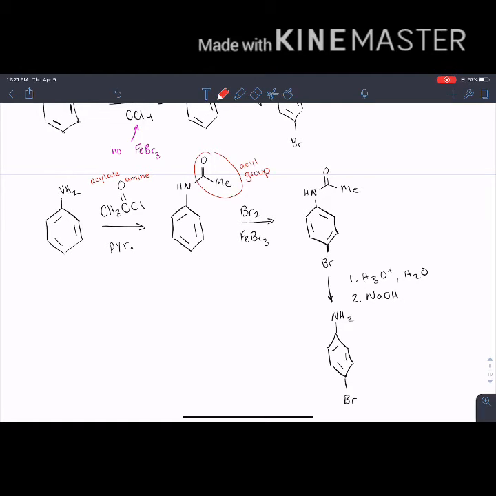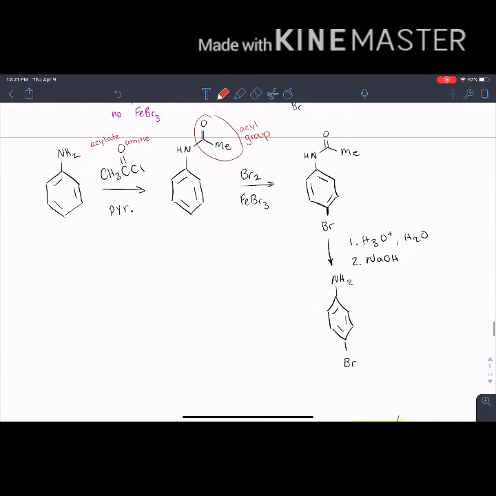CH3COCl, so acyl chloride, right? Acid chloride, with pyridine. That results in an acyl group being attached to the amine. Then you use Br2, FeBr3 to brominate, just like normal. But then you don't want that acyl group to stay attached to the nitrogen. So you get rid of that acyl group by using H3O+ with H2O, followed by a separate step of NaOH, like so. That will result in a monohalogenation, and since this is such a bulky group, para is going to be favored. Right, para favored.